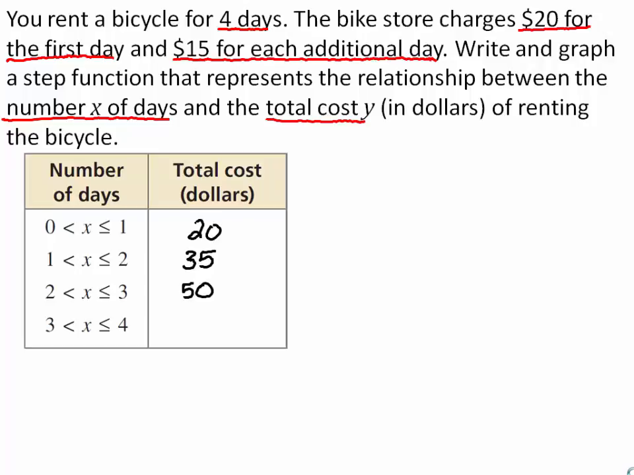The total cost when x is greater than 3 and less than or equal to 4 is the total cost to rent the bicycle for 4 days. To find this value, add 15 to 50, so the total cost is $65. Now use the table to write a step function.